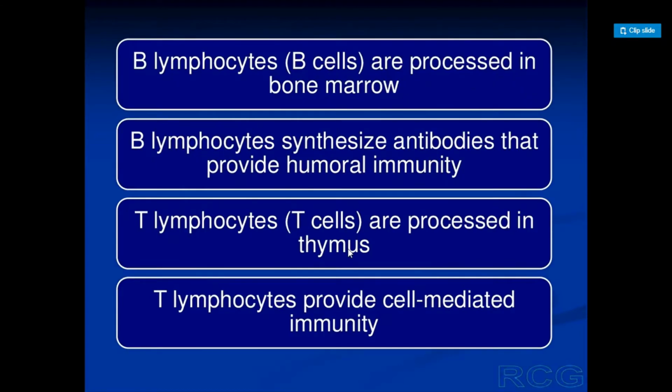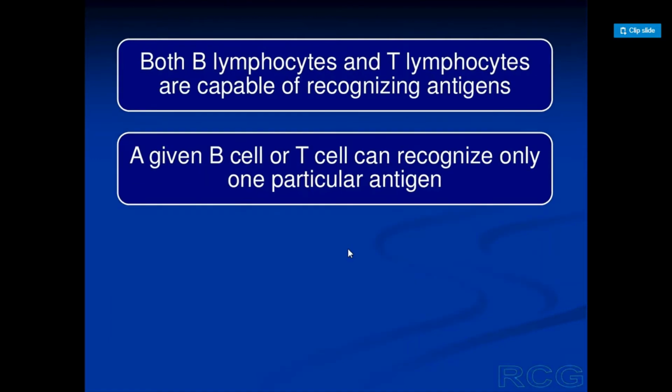The B lymphocytes are processed in the bone marrow, and they synthesize the antibodies that provide the humoral immunity. Whereas the T lymphocytes, the T cells, are processed in the thymus and provide the cell-mediated immunity. Both the B and the T lymphocytes are capable of recognizing antigens. A given B or T cell can recognize only one particular antigen.